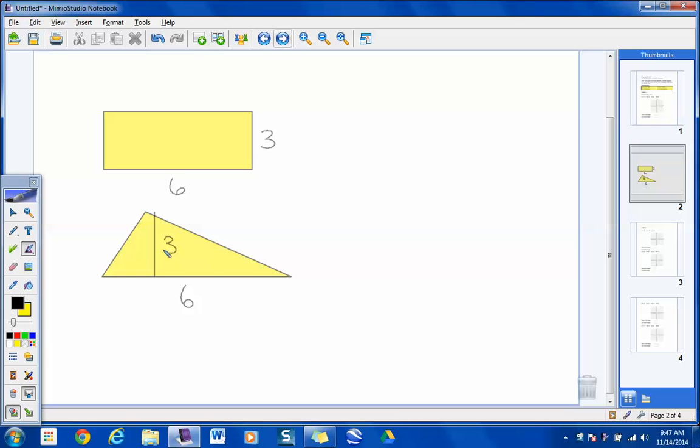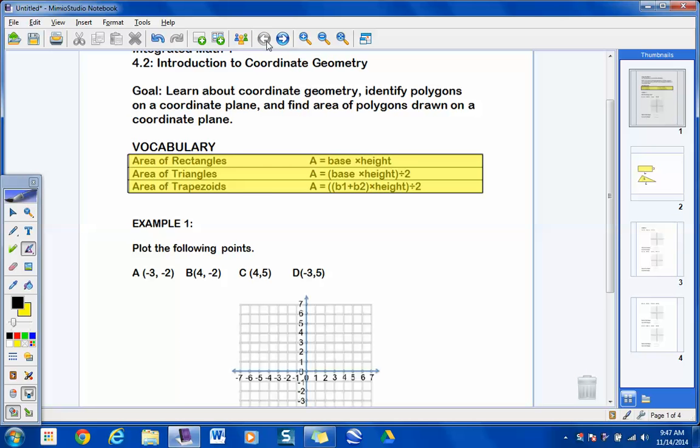Okay? What are you going to do with the 6 and the 3 first? Times them, 18. But as it's a triangle, what are you going to do with your value then? Cut it in half. Yeah, anytime you deal with a triangle, that last step, take your base times height, but cut that value in half. All right, so what would you have up here as this example? 9.